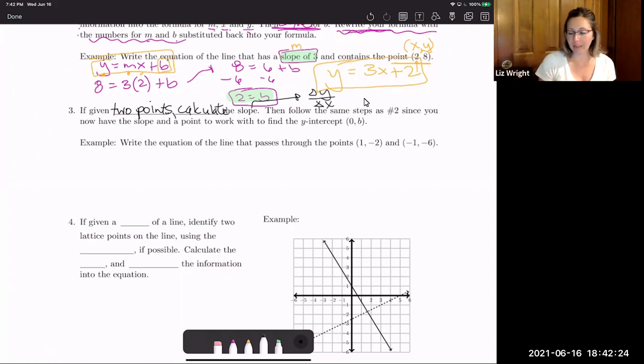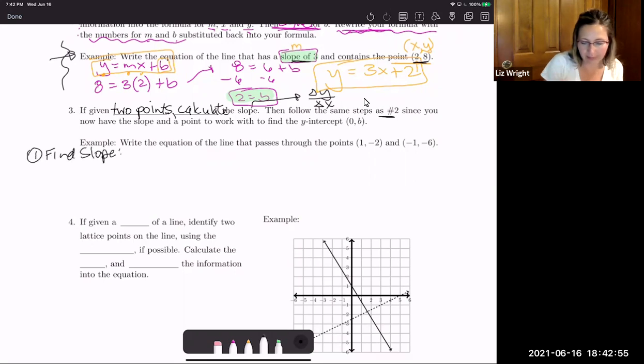Then we're going to follow the same steps as number 2 that we just did up here, because once we've calculated the slope, we have exactly this situation. We have the slope and we have 2 points on the graph of our line, but we just pick one. It doesn't matter which one we pick. You can choose either one to substitute back in to solve for b. So the first step in here is to find the slope.